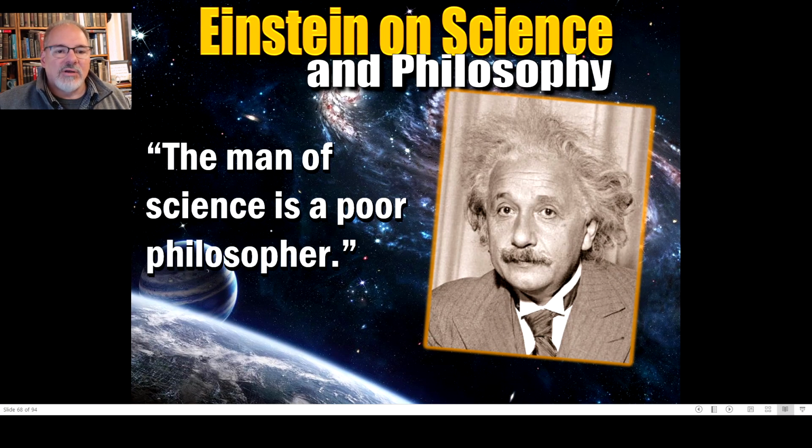Now, Einstein on science and philosophy said the man of science is a poor philosopher, because you have to have these logical connections philosophically. In other words, they have to be reasoned out in order for you to do proper science. Science requires philosophy. You have to be able to do philosophy first. In other words, if we call philosophy our reasoning process, we have to be able to reason out what we think is going to occur, or what we think possibly could occur in an experiment before doing the experiment.